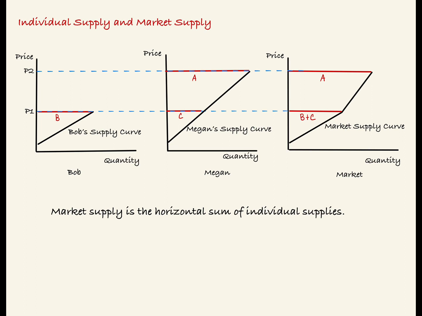Now if we take a look at price P2, Bob's quantity supplied is 0, while Megan's quantity supplied is A. So if we look at the market supply curve, we can see that the market's quantity supplied is just A. Since Bob's quantity supplied is 0, and Megan's quantity supplied is A, the sum of A and 0 is A. Therefore, the market's quantity supplied at the price of P2 is A. This is all to say that market supply is just the horizontal sum of individual supplies.